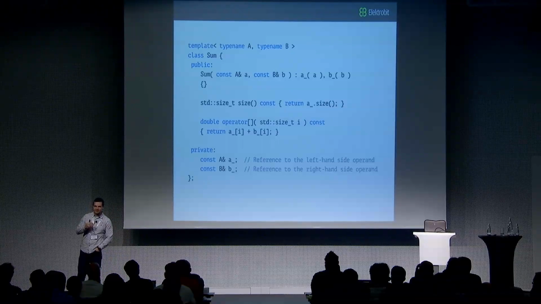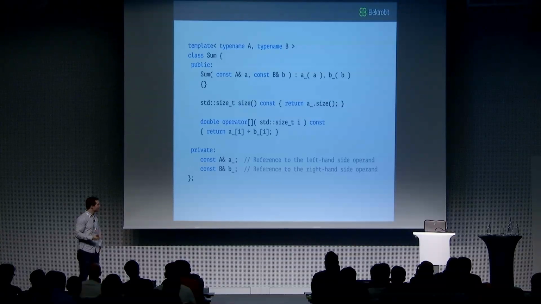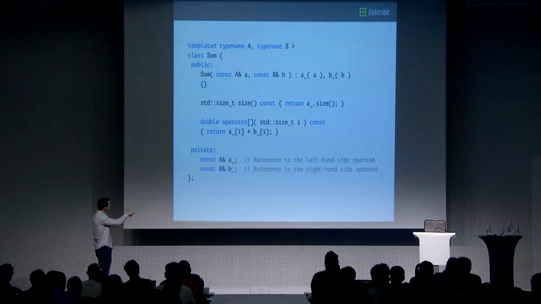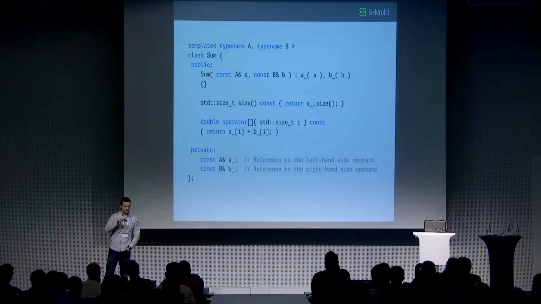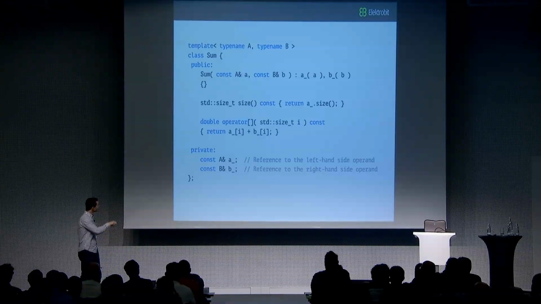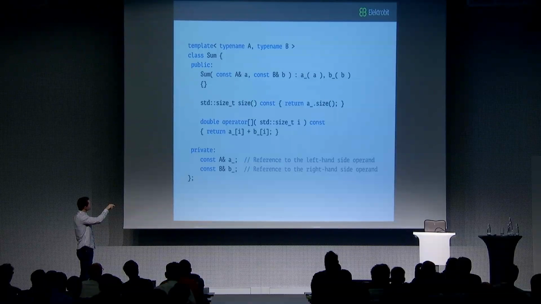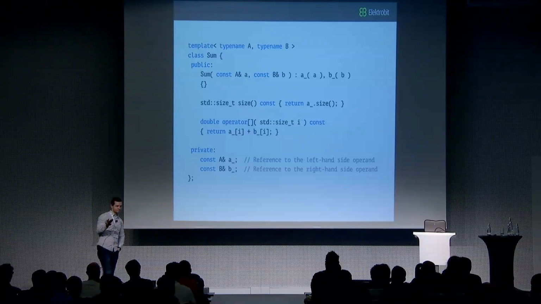Instead, replace the result by some kind of proxy object. This proxy represents the result. It essentially just has to store the two operands, so A and B, the left-hand side and right-hand side operand. It provides an operator that you can use to access the individual elements. Inside this operator, we do the addition. It has, of course, also a size, so this represents a vector on its own. And of course, I store everything by reference, so there's no copy involved.